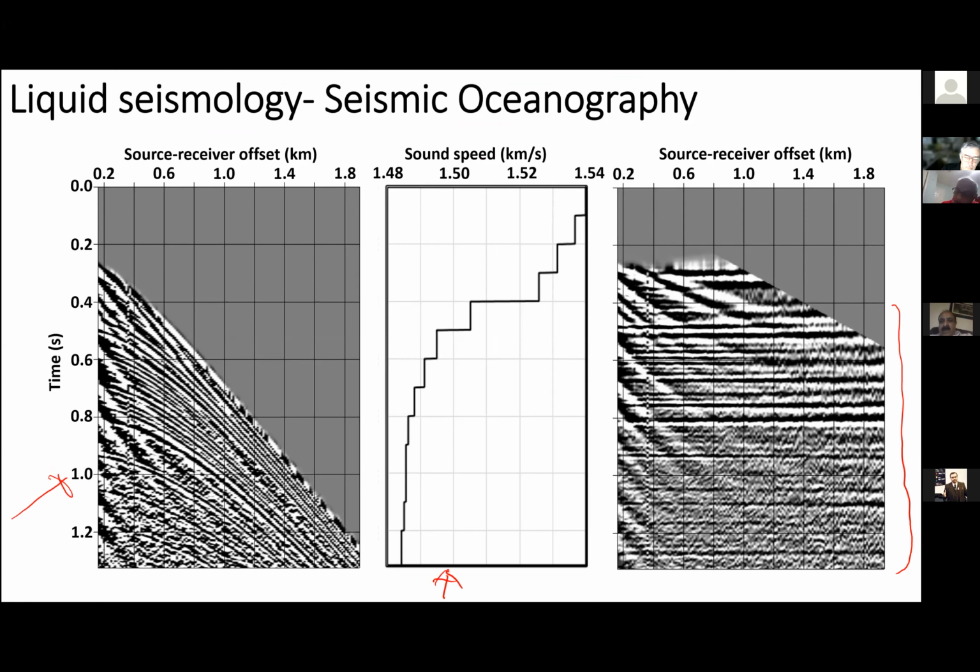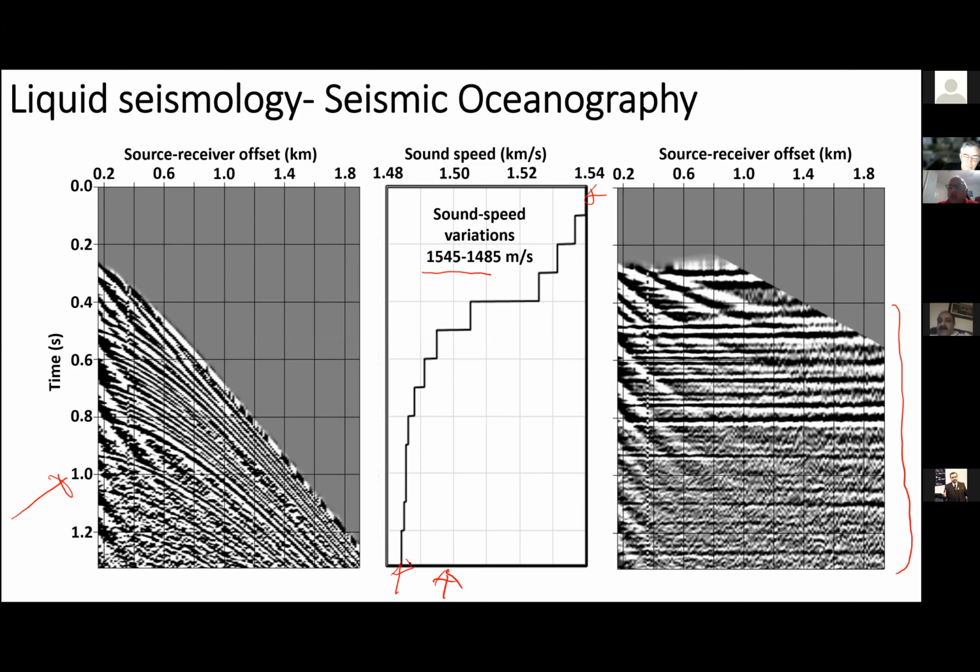And what is the range of these sound speeds? It's not much. This is 1545 on the top, about 1540 to 1545 here, and at the bottom, it's about 1485 meters per second.